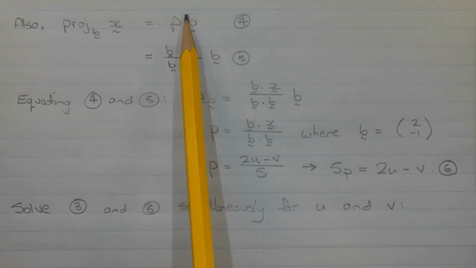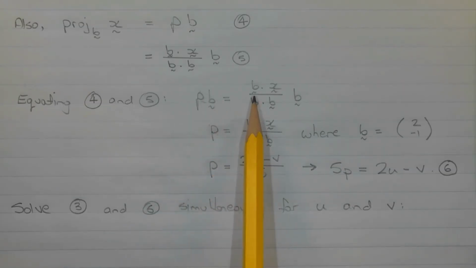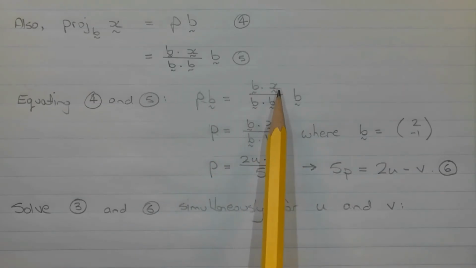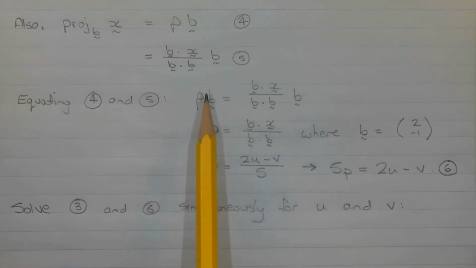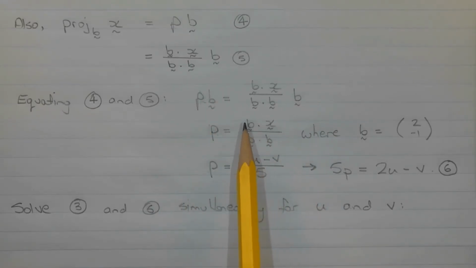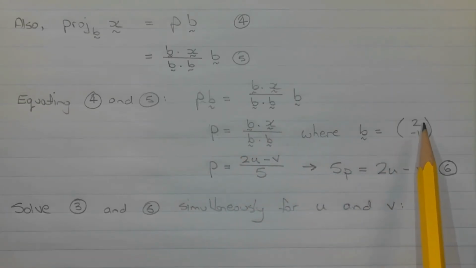Equating equations 4 and 5, we have p times vector b is equal to the dot product of vector b and vector x over the dot product of vector b with itself, times vector b. Dividing both sides of the equation by vector b to isolate p, we get p is equal to the dot product of vector b and vector x over the dot product of vector b with itself, where vector b is defined with components 2 and negative 1.